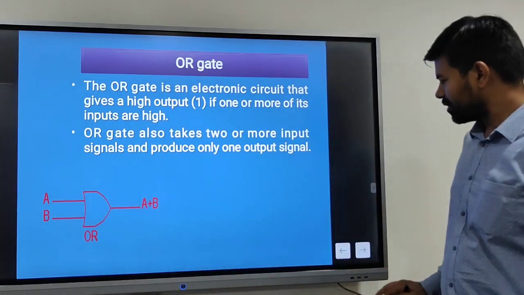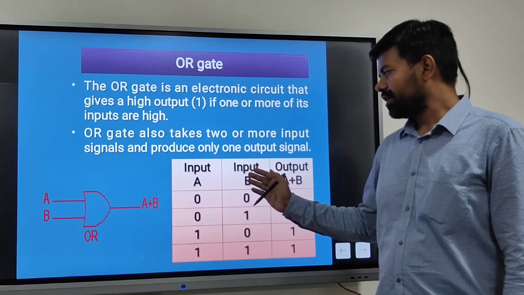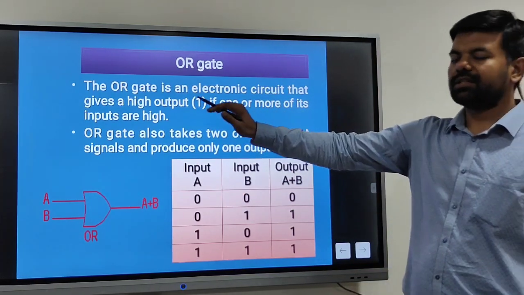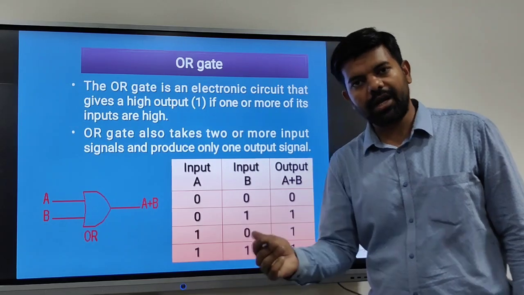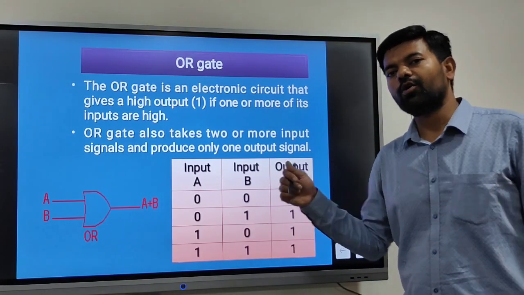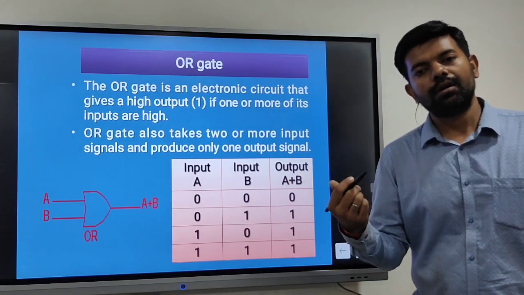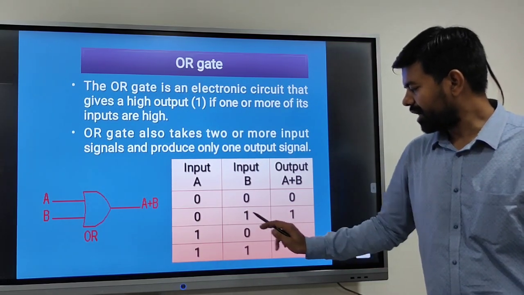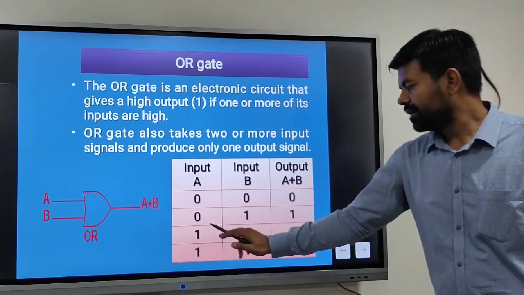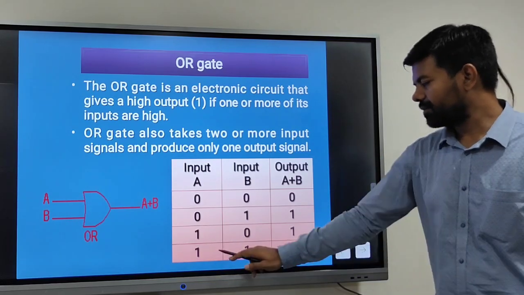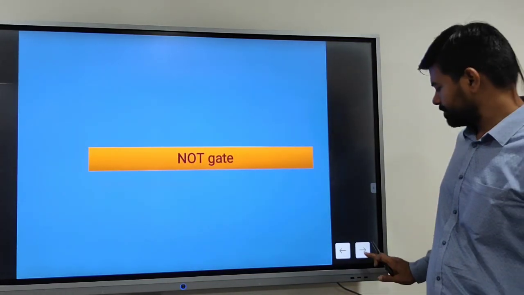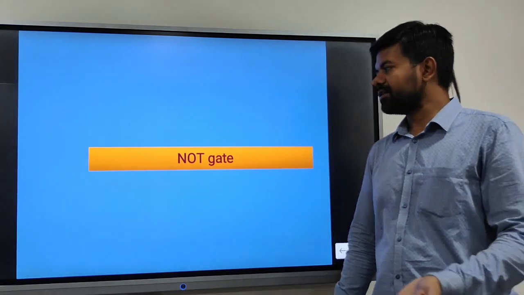This is the symbol of the OR gate. The truth table of the OR gate has two inputs and the output. Now, as the definition says, if any one of the inputs is high, the output becomes high. 0 0 gives 0. If any one of the inputs is high, we will get 1.